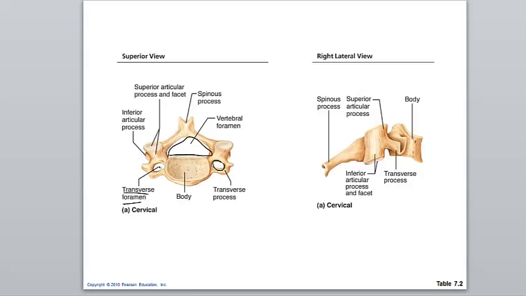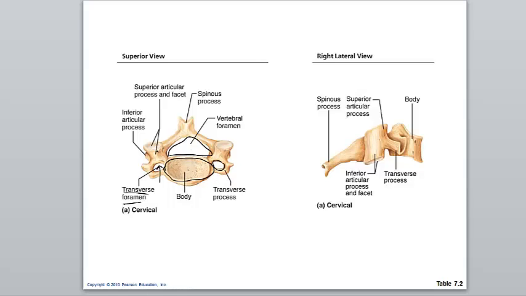It is because the vertebral artery goes through the transverse foramen. That is why you have transverse foramen in all your cervical vertebrae. Okay. What else is different? The body is oval shaped. So you see the body is oval shaped over here. Triangular shaped vertebral foramen, oval shaped body, transverse foramen found in the transverse process.